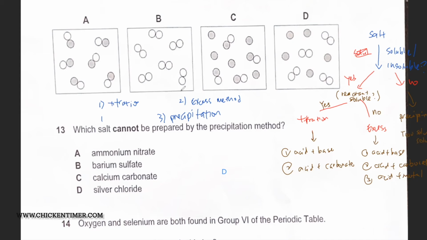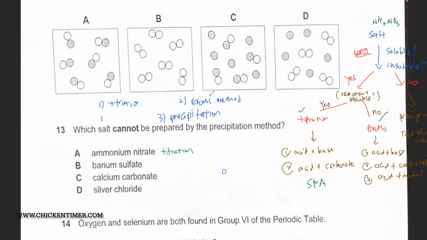So in this question, you start your decision very early. Say ammonium nitrate here. You decide which method via whether it's soluble or insoluble. Ammonium nitrate is a soluble salt, so you will land on this side. And just now you said titration is for soluble salts. So in this case, ammonium nitrate is using the titration method.